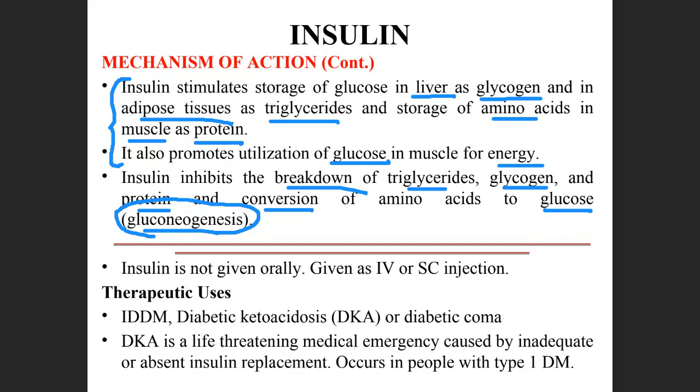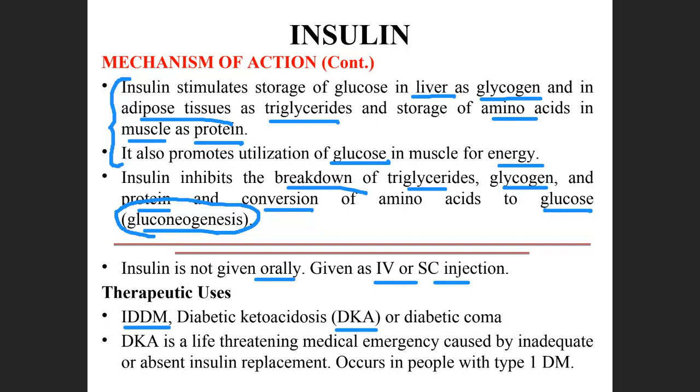This insulin cannot be given orally. It is given in the form of IV and subcutaneous injection. Now, what are the therapeutic uses? It can be used in the treatment of insulin dependent diabetes mellitus.